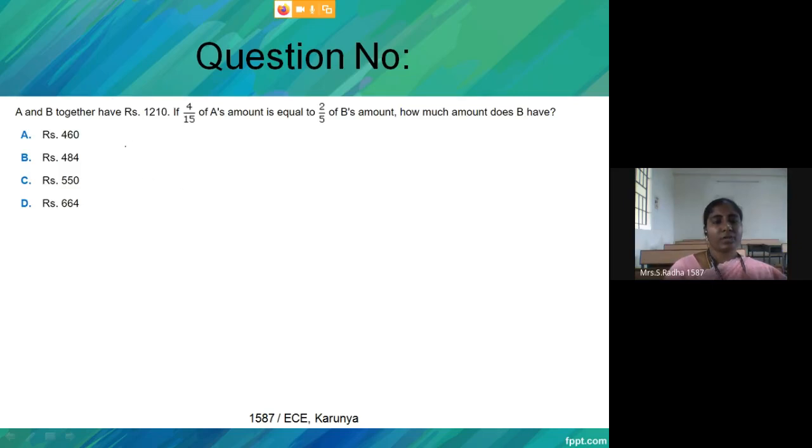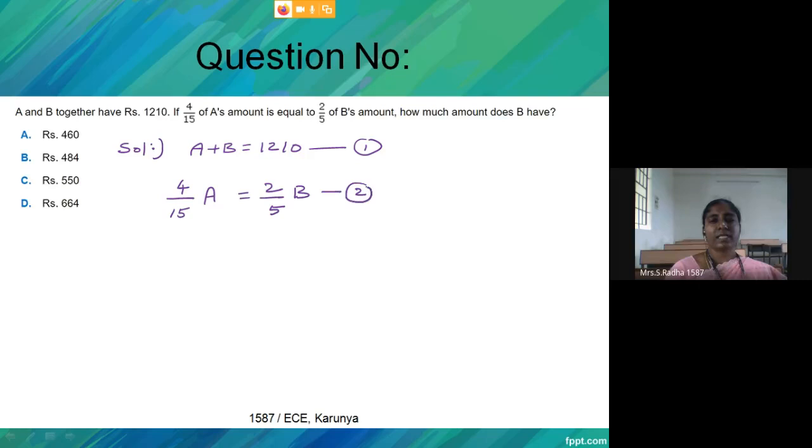Now we will try to write each sentence in terms of equations. A and B together they are having an amount of rupees 1210. And it is given 4 by 15th of amount with A equal to 2 by 5 of amount of B. This is equation 1 and this is equation 2.